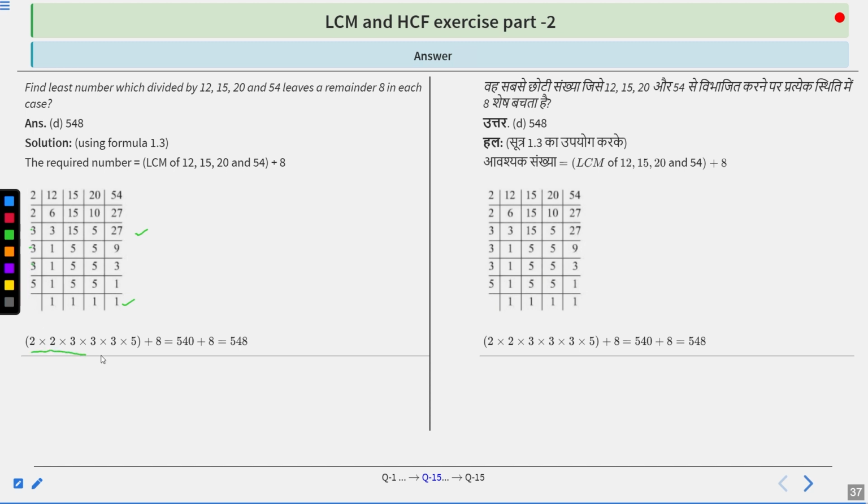That is the LCM. Plus remainder was 8 in each case. It was already given in the question. So 2 into 2 into 3 into 3 into 3 is our 540 plus 8, that is 548. So the number which when divided by 12, 15, 20 and 54 gives remainder 8 in each case is 548. That means option number D, 548 is the correct answer.